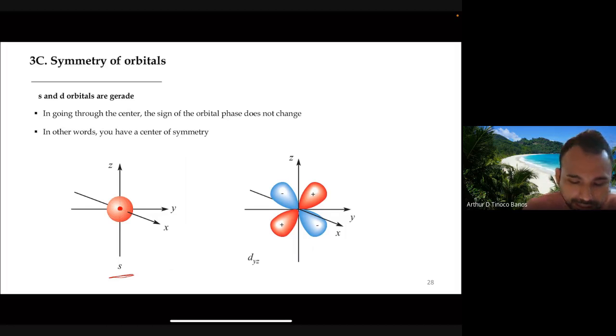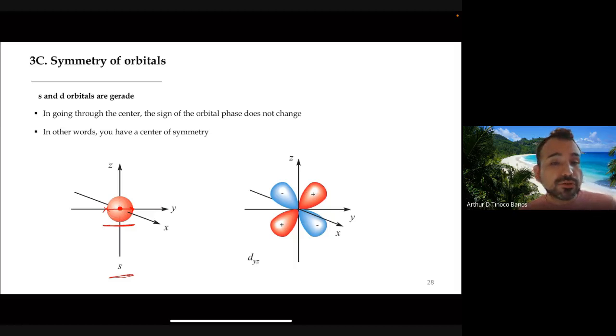Let's say I put an X here on this part of the y-axis. And I apply an inversion, so I go through, and I end up right here at an equal but opposite distance from that center. Well, what happened? Did my phase change? No, the phase did not change. Because of that, the s orbital is gerade.